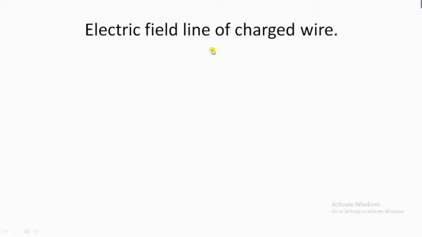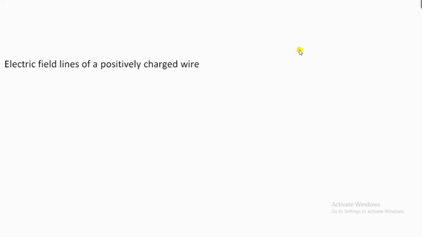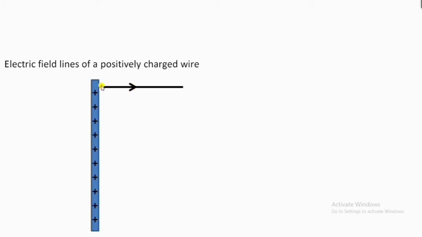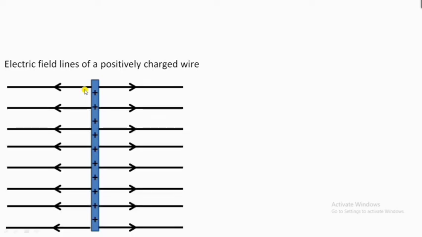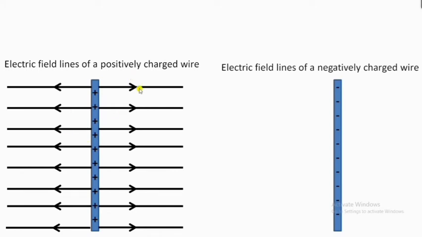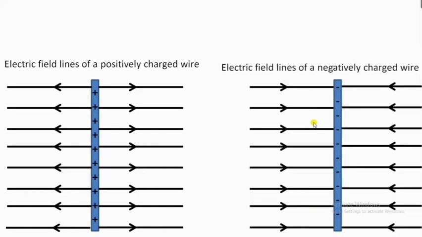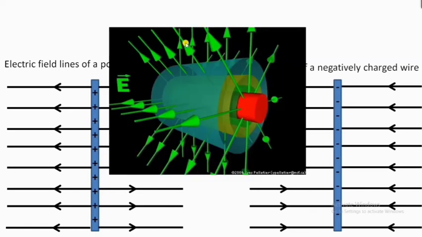Now the electric field line of a charged wire. If you have a positively charged wire, the electric field line will go away from the positive charge, and on this side also it will go. If we draw all the lines, it will look like this. Now for a negative charge, the arrow will be towards the charge. So this is the electric field line coming towards the wire, and from the other side also it is coming to the wire. If you draw all the lines, this is the electric field line of a wire, but in 3 dimensions it will look like this.